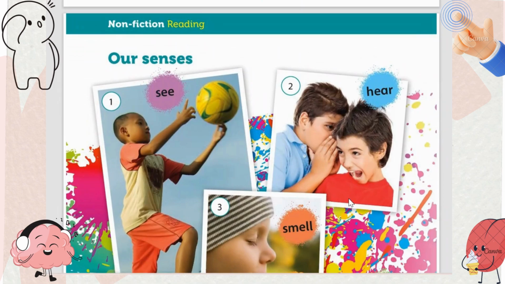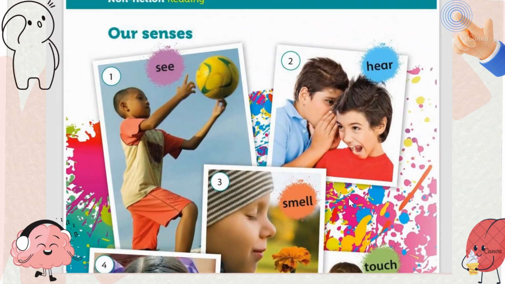Now I am with the new chapter, that is our senses. On your screen you can see the pictures and the topic is our senses. Let me explain what senses are. Senses are abilities that you have. As human beings, we have quite a lot of senses, but there are 5 main senses that everybody has since they are born, and later on these senses will develop more.